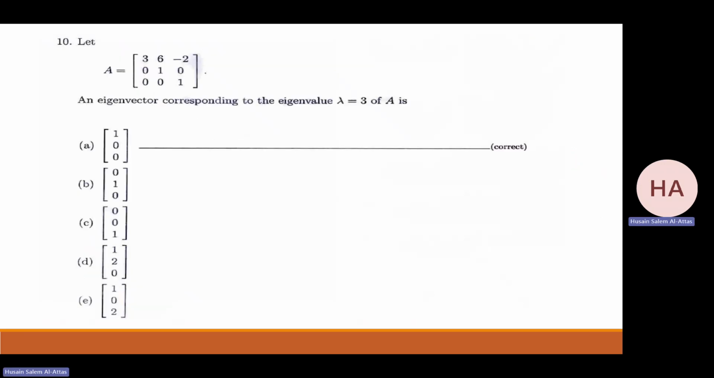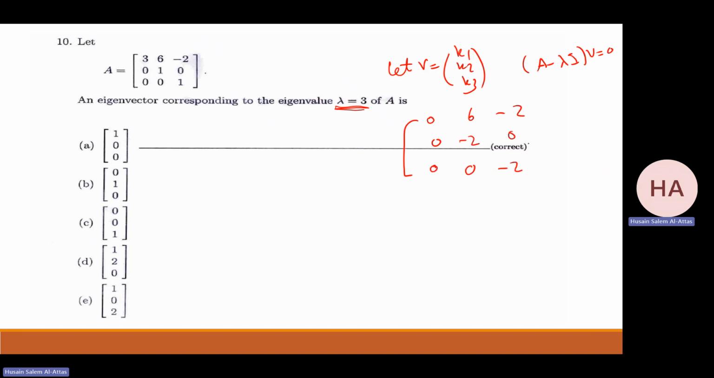He wants only the eigenvector for what? For lambda 3. That's it. So I let V be K1, K2, K3. I solve this system. So I have what? 3, that will be 0. 6, minus 2, 0. Be careful now. 1 minus 3, that is minus 2, 0. 0, 0. This is minus 2. Multiplied by K1, K2, K3. Equal 0, 0, 0.